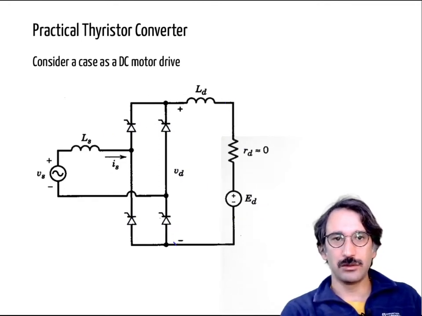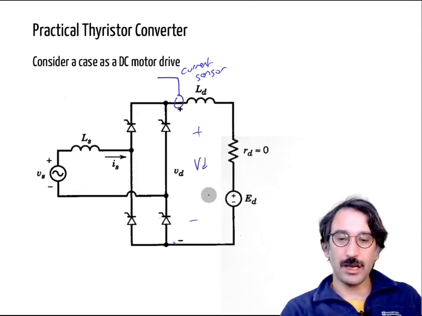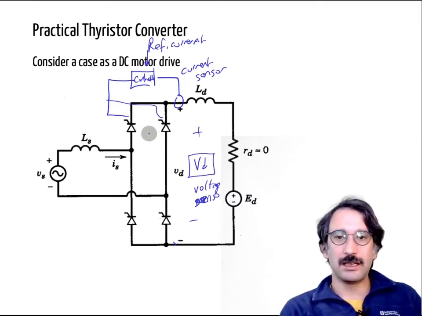Either you use some kind of current sensor, which you should be doing in your hardware projects, or you have some voltage sensor, so you measure your output voltage. Then you put it into some kind of controller, and for that controller you have some reference current or reference voltage, and your controller then basically controls your gate signal.